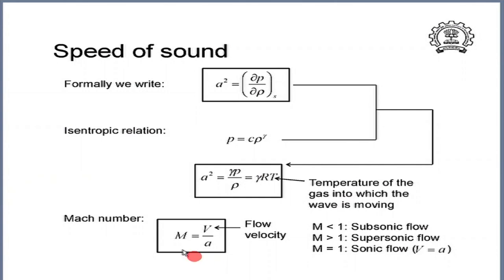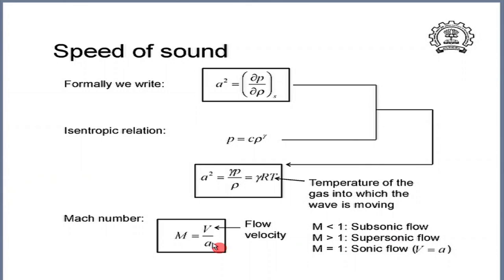Immediately what I am going to do now is, once we have defined the speed of sound, using this speed of sound, I am going to define the next important parameter which we are going to utilize a lot in compressible flow analysis, and that is what is called the Mach number. So, going back to my slide, I define Mach number, which I am going to denote with the letter M, as the flow velocity divided by the speed of sound in that flow.